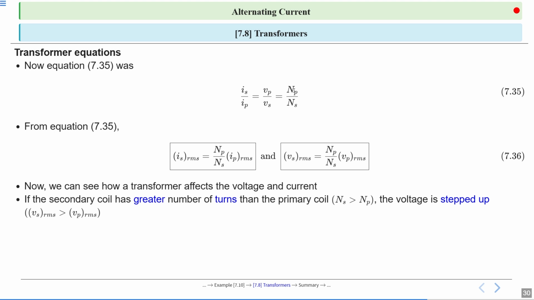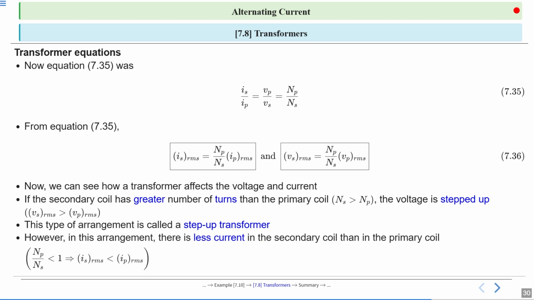If Ns is greater than Np, then Vs will be greater than Vp. So if the secondary coil has a greater number of turns than the primary coil, Ns greater than Np, the voltage is stepped up. Vs RMS will be greater than Vp RMS. Secondary coil means output will be more than input. That means voltage is increased, that is, voltage is stepped up. This type of arrangement is called a step up transformer. If voltage is increased, that transformer is called a step up transformer.